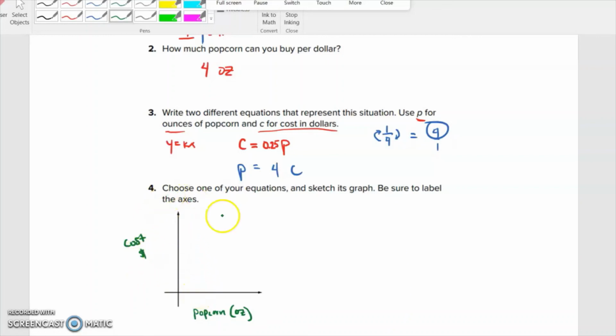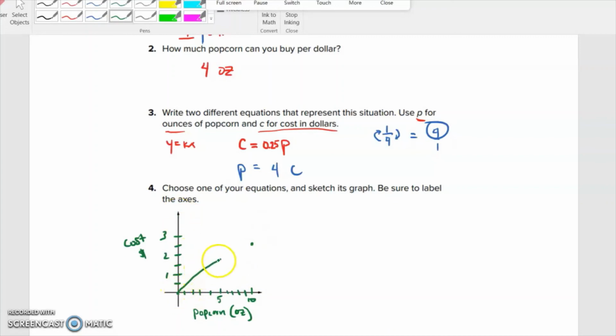Okay. I know that I had 10, so I'm going to put 10 here, maybe 5 here, 0, so it goes 1, 2, 3, 4, 5, 6, 7, 8, 9, 10. And then my cost, I know it was $2.50, so I can probably go by 50 cents. So 50 cents, $1, $1.50, $2, $2.50, $3, so on and so forth. And I know 10 ounces was $2.50, so that's about like that. Put your dot right about there.